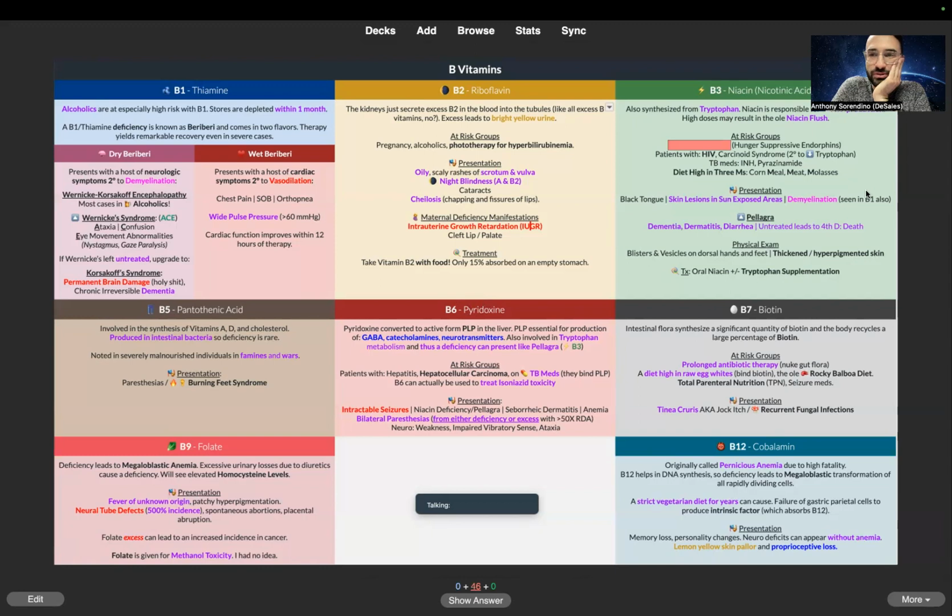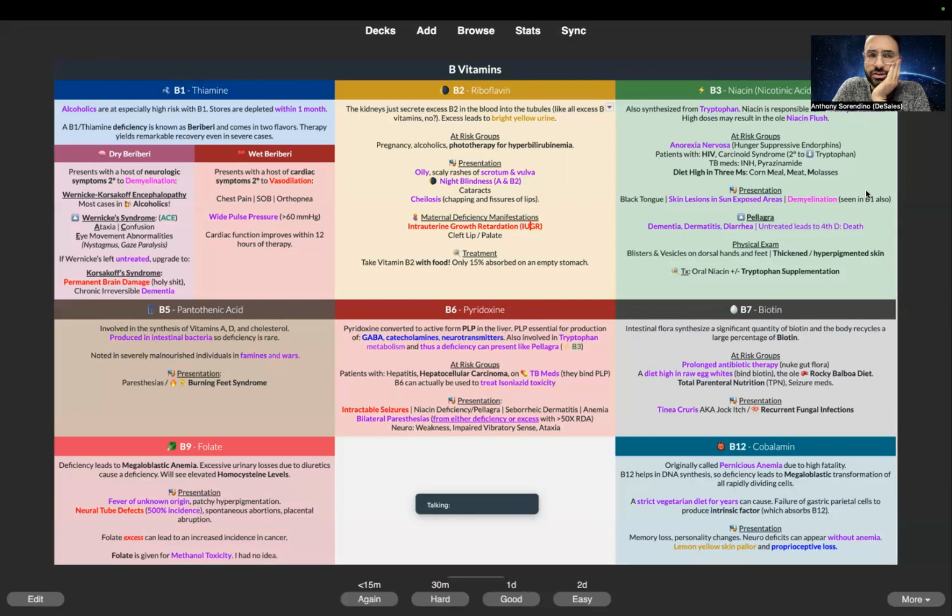At-risk groups: anorexia nervosa is going to be at risk for niacin deficiency. Pyridoxine is converted into active forms used in production of catecholamines, which are your epinephrine and norepinephrine, and then GABA as well. Is it like dopamine or serotonin? Is dopamine there? Yeah, probably. Neurotransmitters.